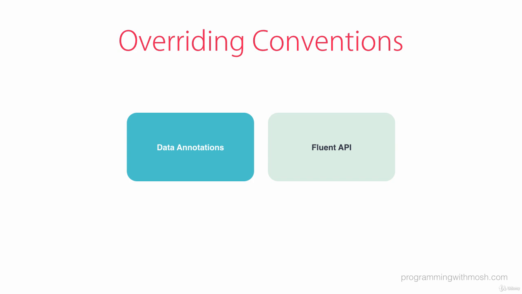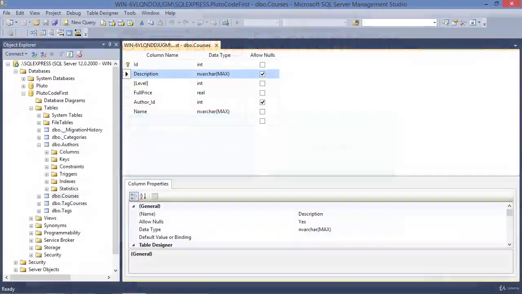So, for the purpose of this lecture, let's take a look at the courses table in the database. Okay, here in SQL Server Management Studio, take a look at the description column. This column is of type nvarchar of max, and it's nullable. By convention, whenever you have a string property, Code First migrations create a column with the type nvarchar and make it nullable, because the string type in C# is nullable.